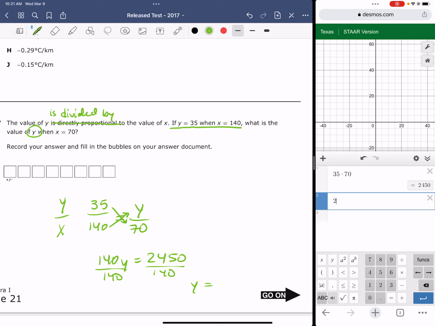2,450, which we will type into Desmos, divided by 140. And our answer that it gives us is 17.5. In my griddable, I can start typing that wherever I want, except in the first box, since that's where my positive or negative goes. This answer is going to be positive 17.5.